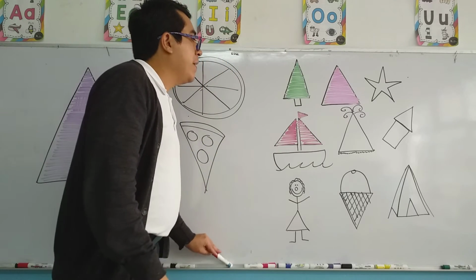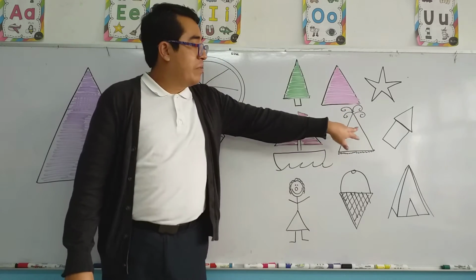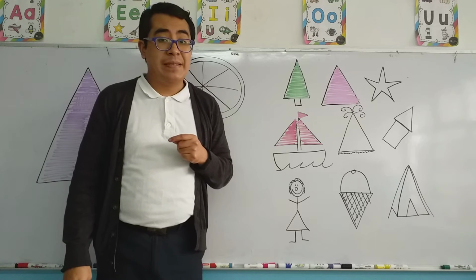So for this, let's use, or I will use, color red. Okay, then we continue with the second form. Now this object right here is a tent.